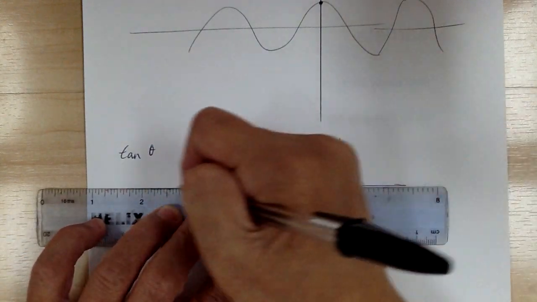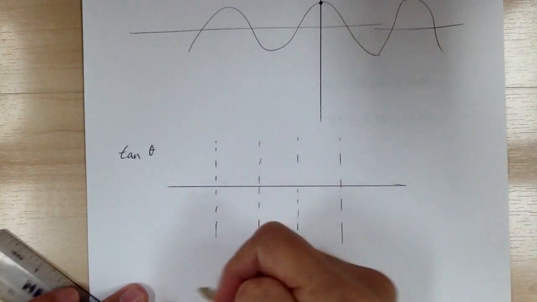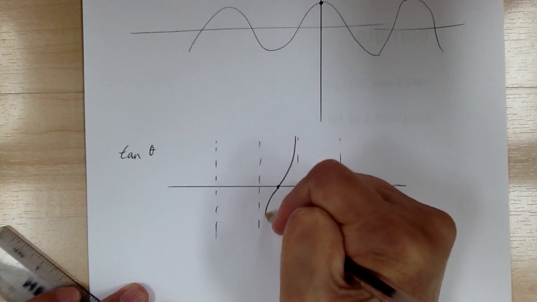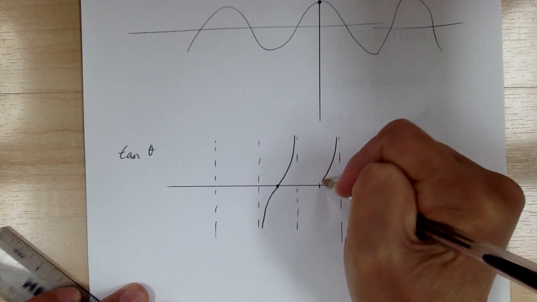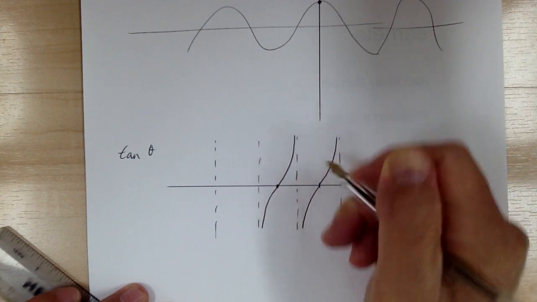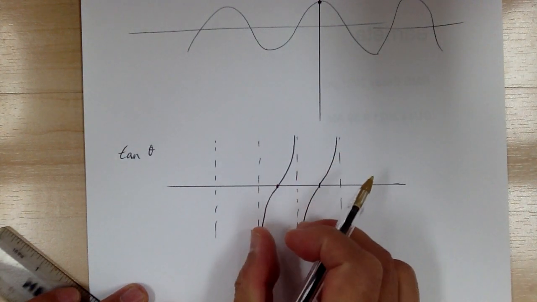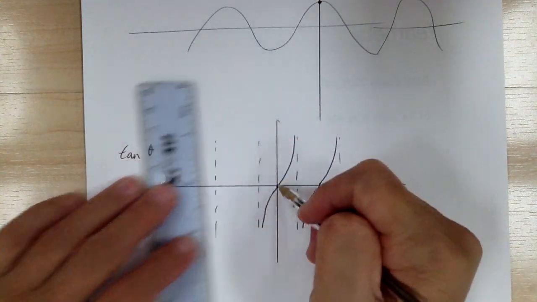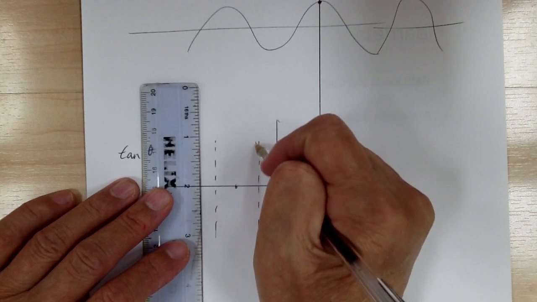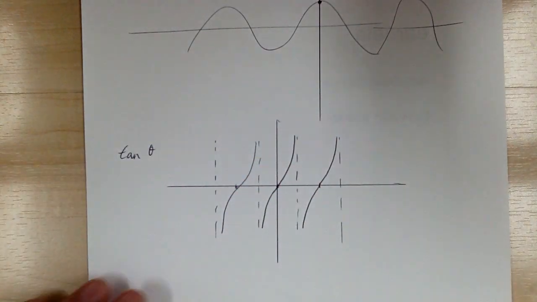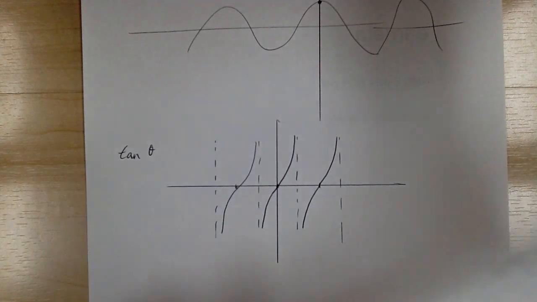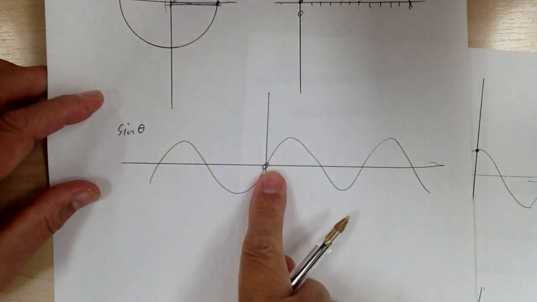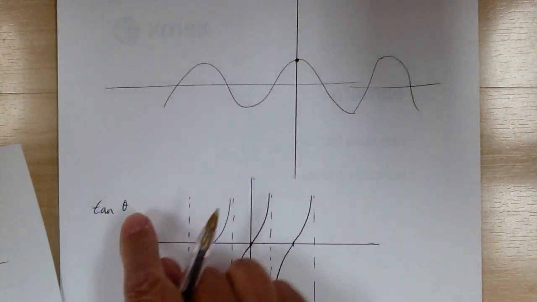And the way to do your tangent is that you go through like this. So every cycle, each cycle is pi. And this would be your origin, right over here. Okay, so you have the sine theta, and this is your cosine, and this is your tangent.